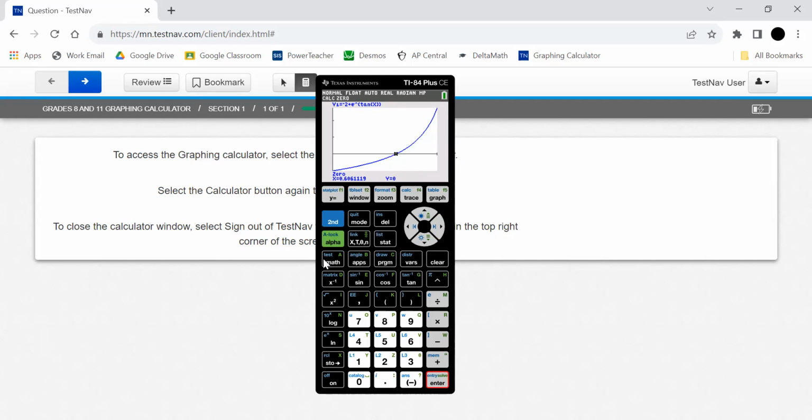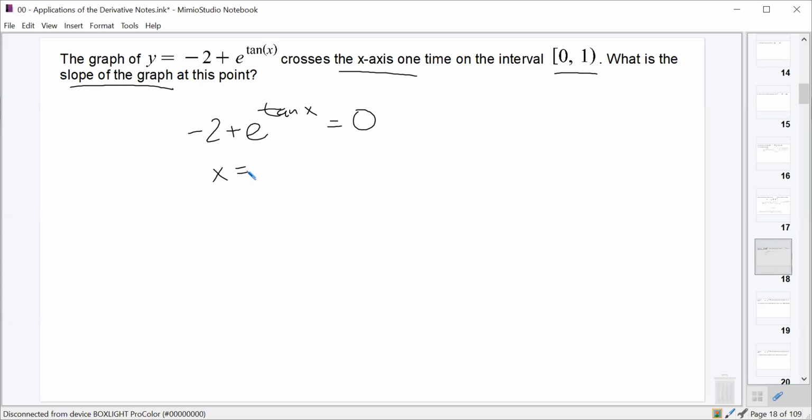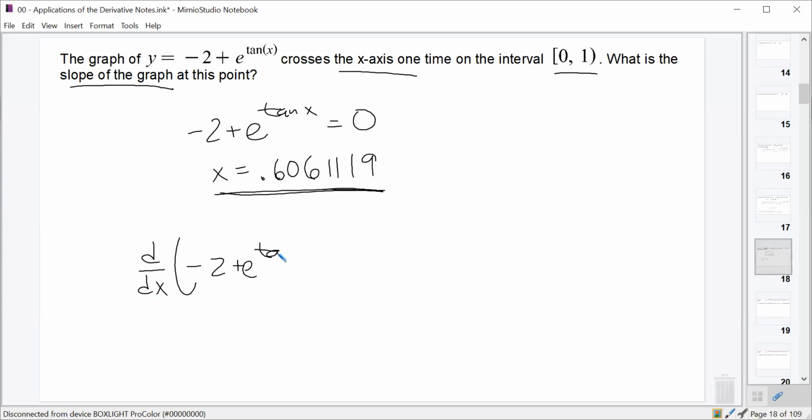So we'll go back to our work here and say x is 0.6061119. And now it's asking us, what is the slope of the graph at this x value? Well, because this wasn't the final answer, we're going to leave that as all 7 digits the calculator gave us. But now we just need to evaluate the derivative with respect to x of -2 plus e to the tangent x at x equals 0.6061119. And our calculator will do this for us.